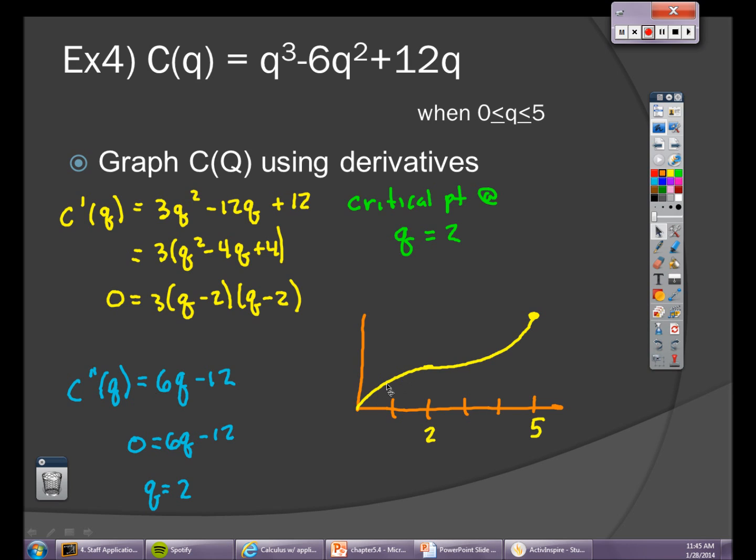telling me that C double prime indicates that the original function is concave down. I then hit my inflection point, plug in a point from 2 to 5 into C double prime, and I'll get a positive value telling me that it's concave up. And I do have a point here at 5, not an arrow, because I'm restricted from 0 to 5.